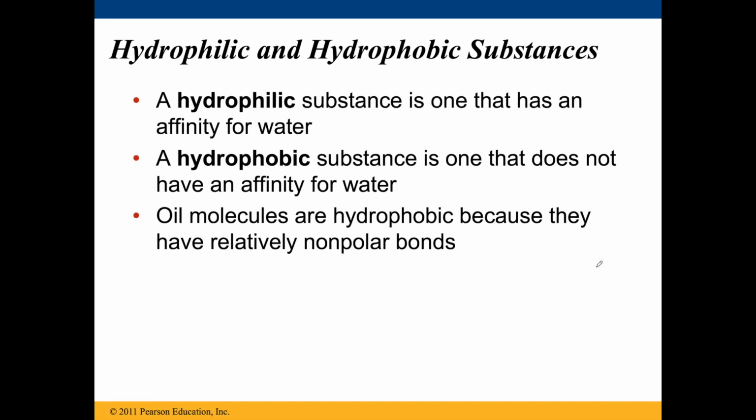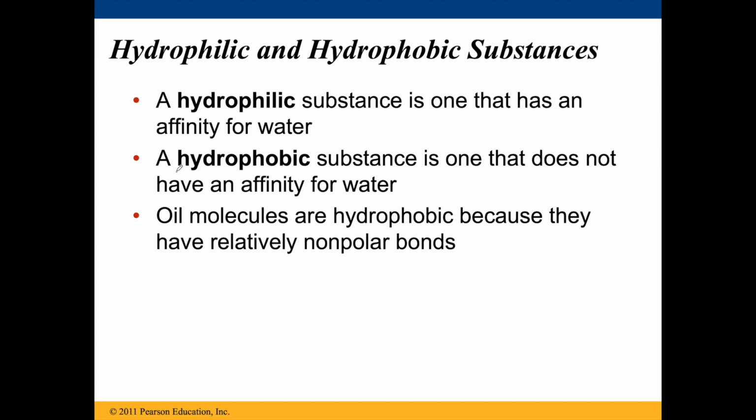So of course there's names for these. Those are called hydrophilic and hydrophobic. A hydrophilic substance is one that has an affinity for water, so something that will easily dissolve in water. A hydrophobic substance is one that does not have an affinity for water, so something that will not easily dissolve in water. These names are actually telling you what they mean, okay?